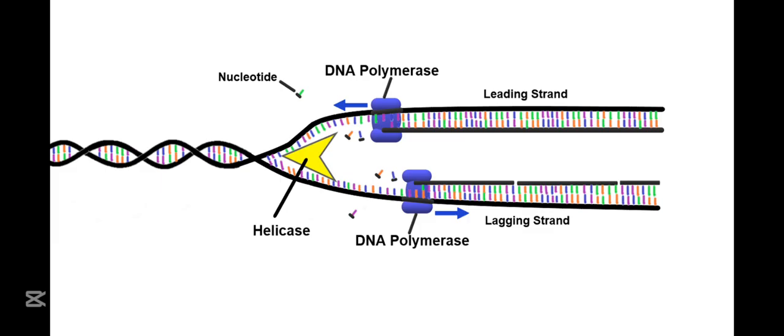But don't cells have ways to fix those mistakes? They do. There are these proofreading mechanisms, like a spell checker. But sometimes those mistakes slip through. And that's when a mutation becomes a permanent part of the DNA.